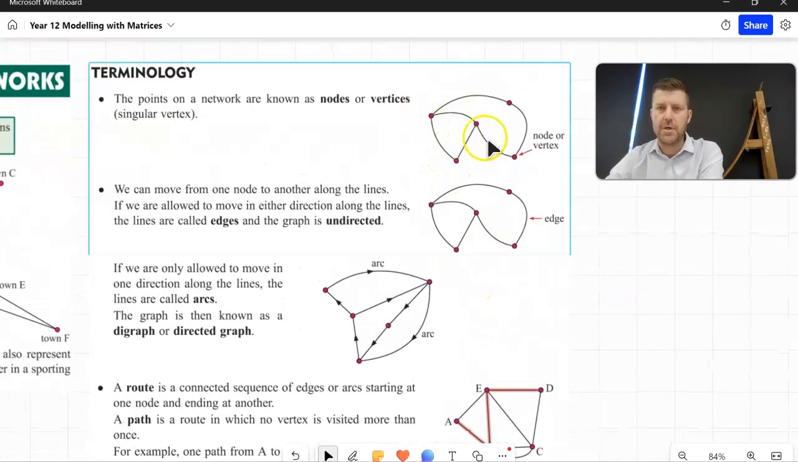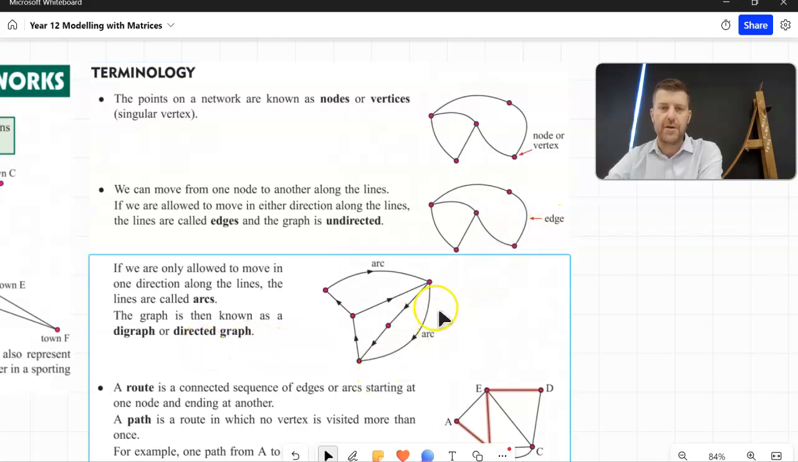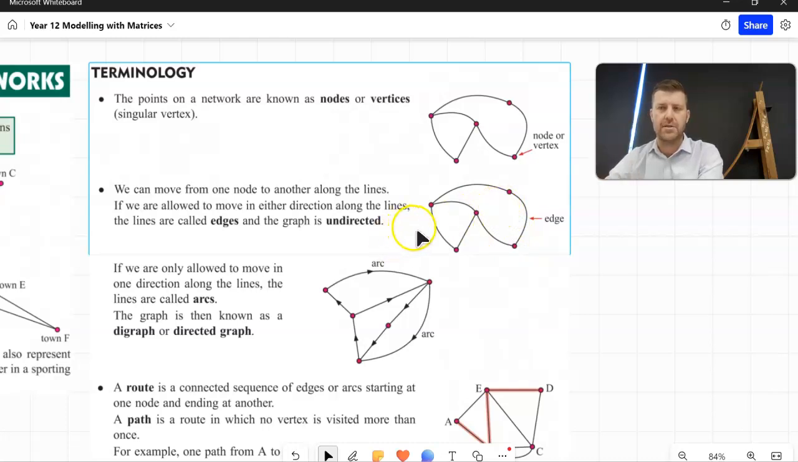Those things of interest, those dots, the points, the towns in my previous example, are what we call nodes when we're looking at a network, or vertices. Vertex is the singular. Okay, the lines that connect those nodes are called edges, but in a directed graph, they're called arcs. Now let's just go back to an undirected network first. So in an undirected network, basically between any two nodes, the line that connects them, there is flow in both directions, or you can move in either direction between those two nodes.